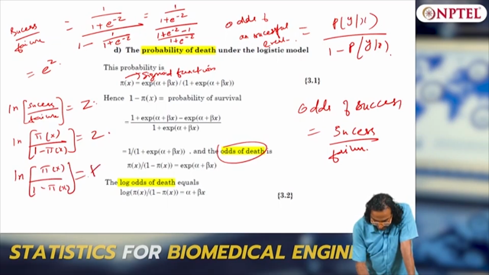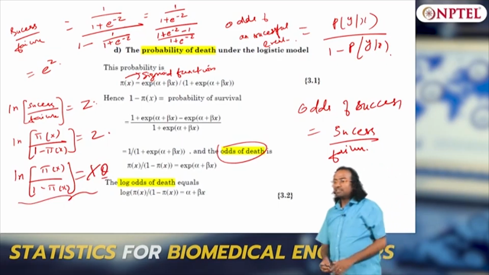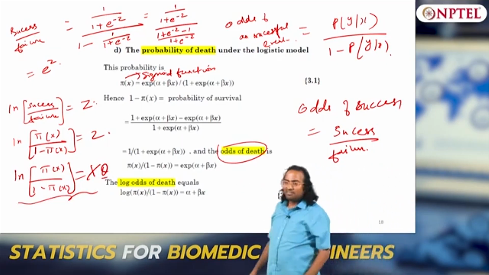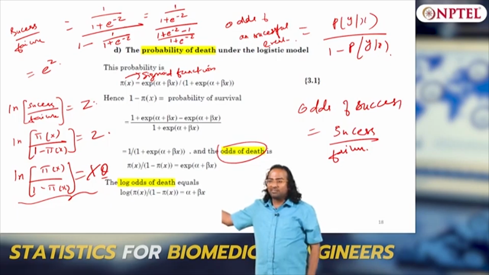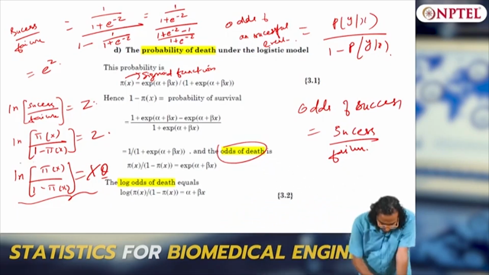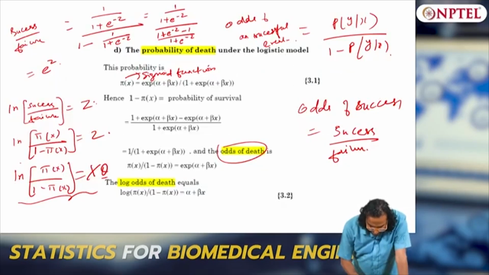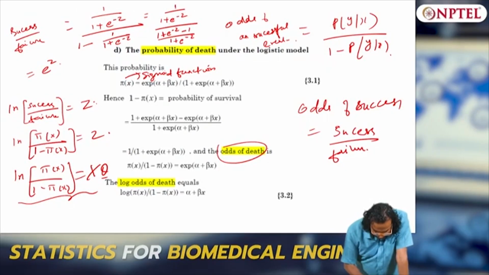Now what is z? z equals x times theta. This is a linear equation, the right hand side is linear, like y equals mx. Is this a linear equation? Now this function, I call it logit. This function I call it logit of pi.